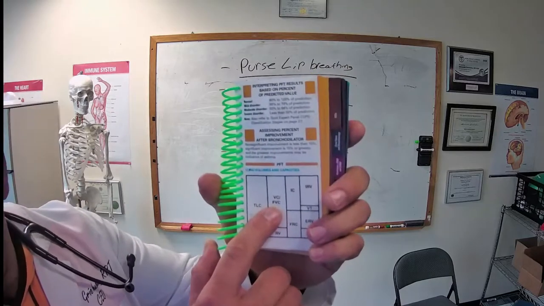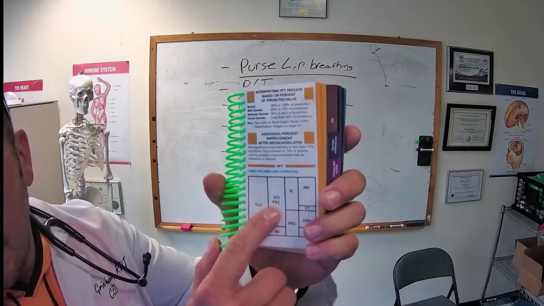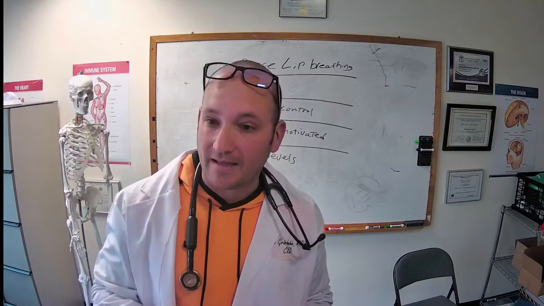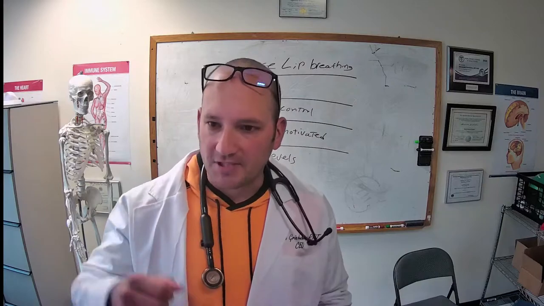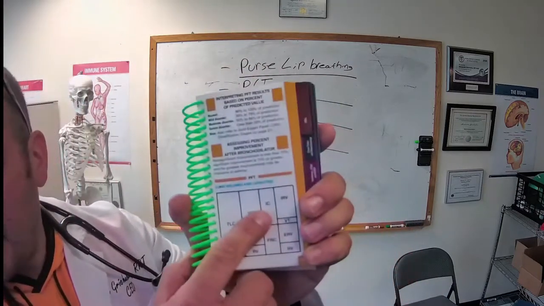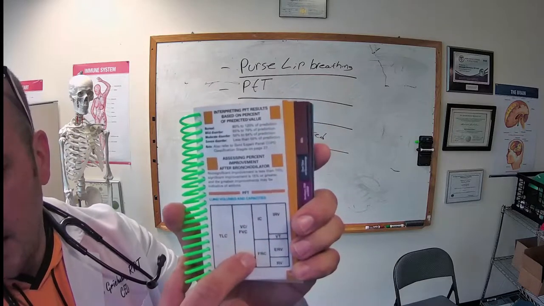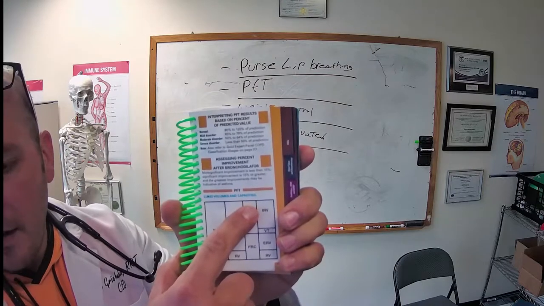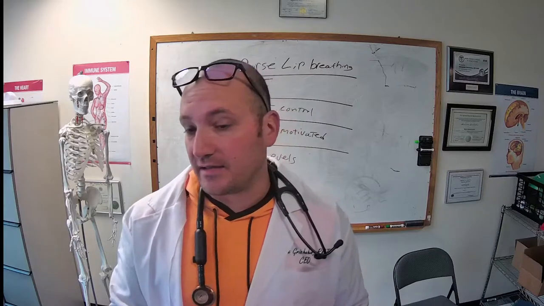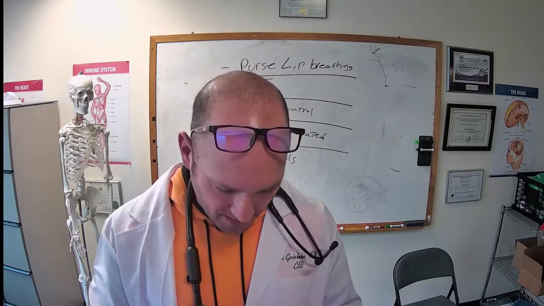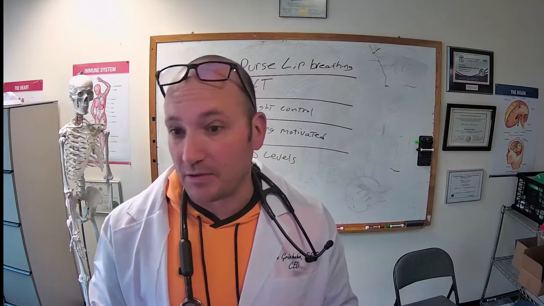But what is your VC or forced vital capacity? VC or FVC stands for forced vital capacity, how much air you can exhale forcefully. Then you have the IC, which is the inspiratory capacity, and the FRC, functional residual capacity. And then you have the IRV, which is the inspiratory reserve volume. VT is tidal volume, how much air we normally breathe in and out at any given time. And then the ERV, which is the expiratory reserve volume.